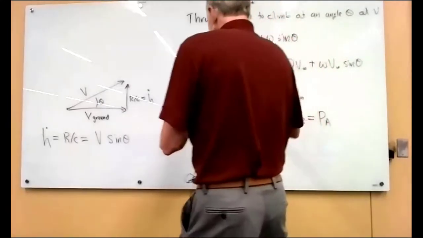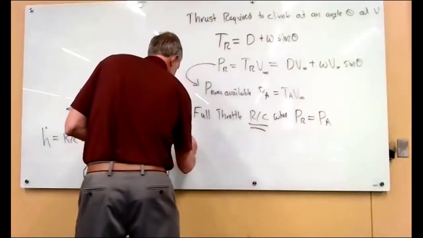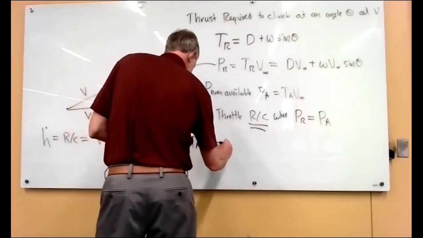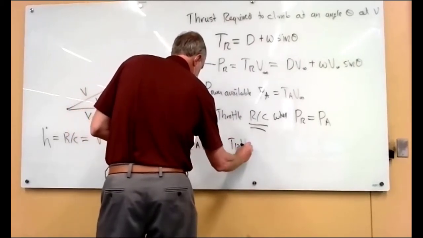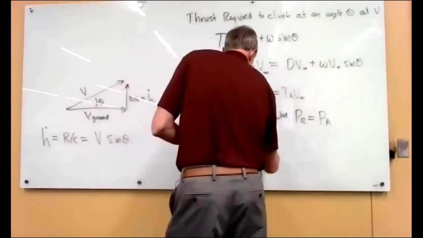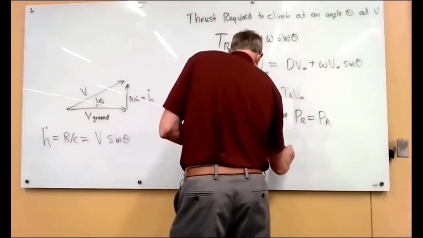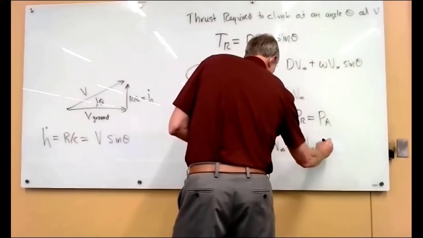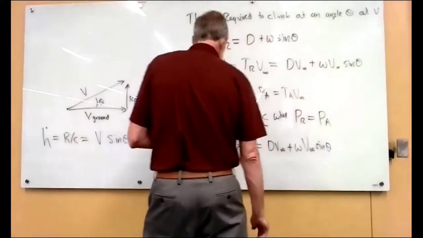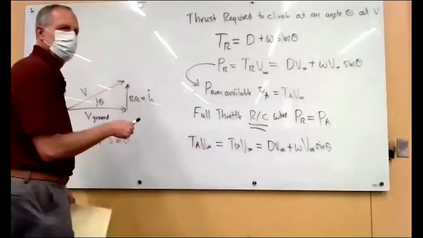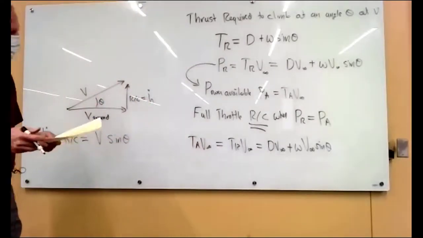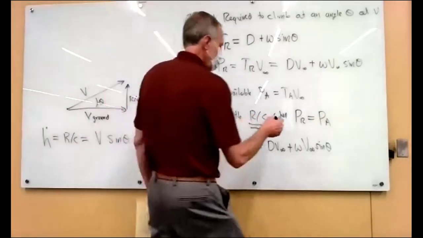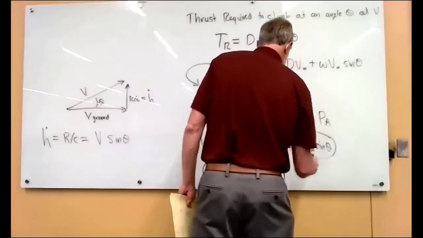So that means we just set these things together. So the thrust available is equal to the thrust required, which is... so that's the equations of motion for full throttle rate of climb. And you can see that we're going to get the rate of climb in here.